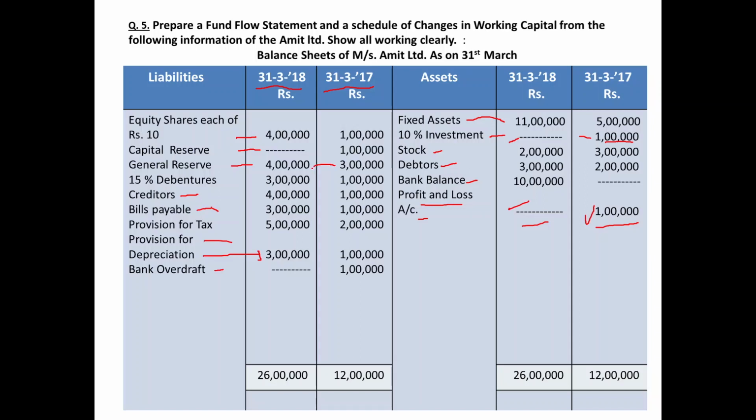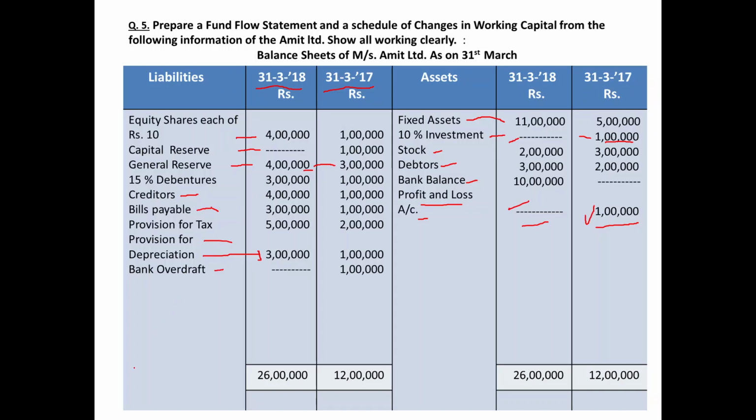What does it mean? इसका मतलब ये हुआ कि during the current year, company has made a saving of rupees 1 lakh for which the JE that would have been passed: profit and loss appropriation account debit to general reserve account credit 1 lakh rupees. And that is why the opening balance, which was 3 lakh, became 4 lakh at the end of the year.